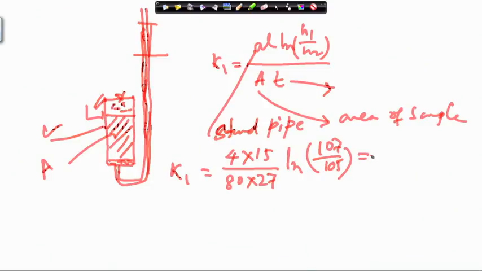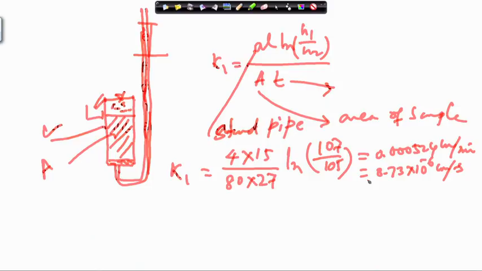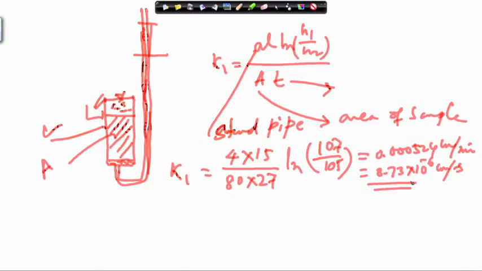I am taking 0 time to T1, so that I am representing as K1. If I take this, then it gives a value 0.0000524 centimeter per minute, which will be 8.73 into 10 to the power minus 6 centimeter per second. Previously for sand the value was quite high, and falling head we generally do for fine grained soil where permeability is low. So, this permeability also shows quite a low value.